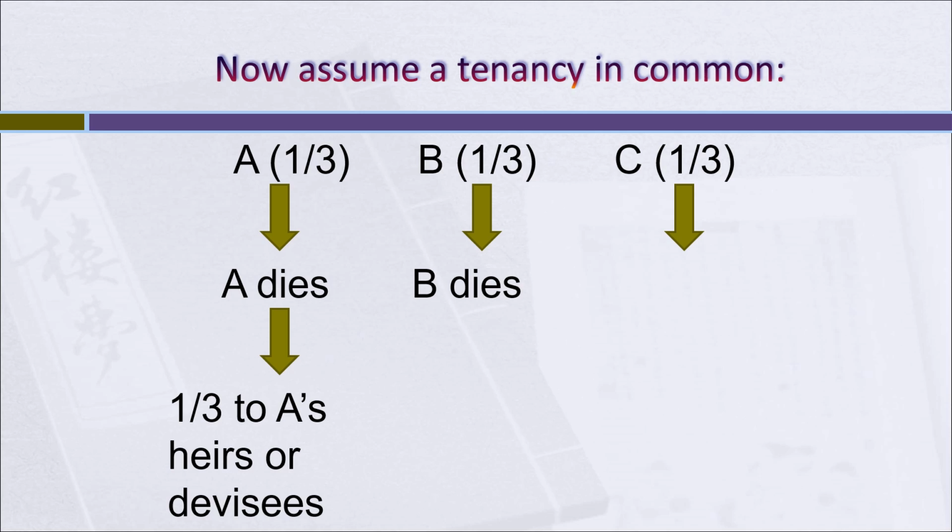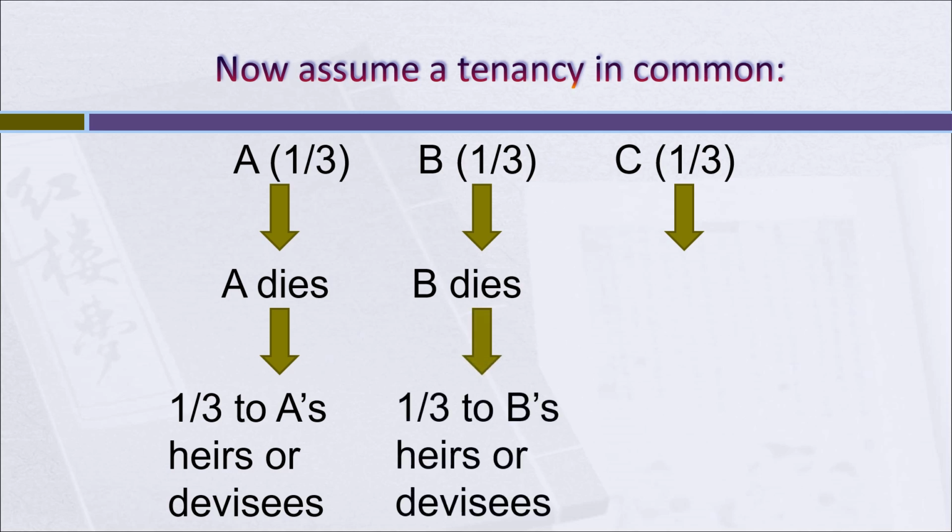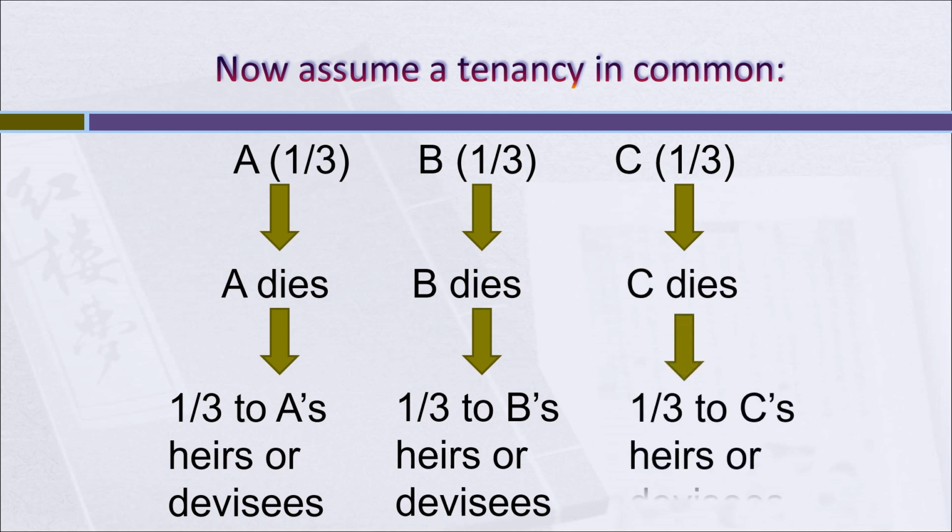Later on, if B dies, B's interest passes to B's heirs or devisees, and likewise, if C dies, C's interest passes to C's heirs or devisees. So the order of death among A, B, and C doesn't matter in a tenancy in common, and each of them can dispose of their 1/3 share essentially the same way as if they owned an entire separate piece of real estate.